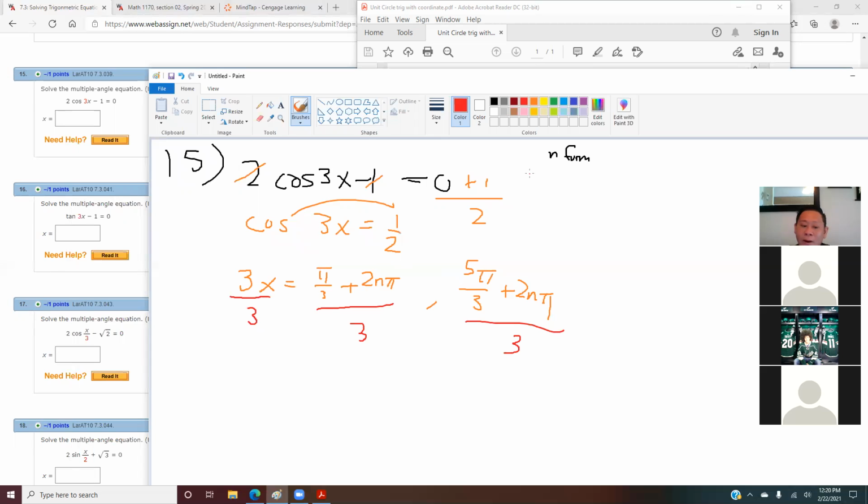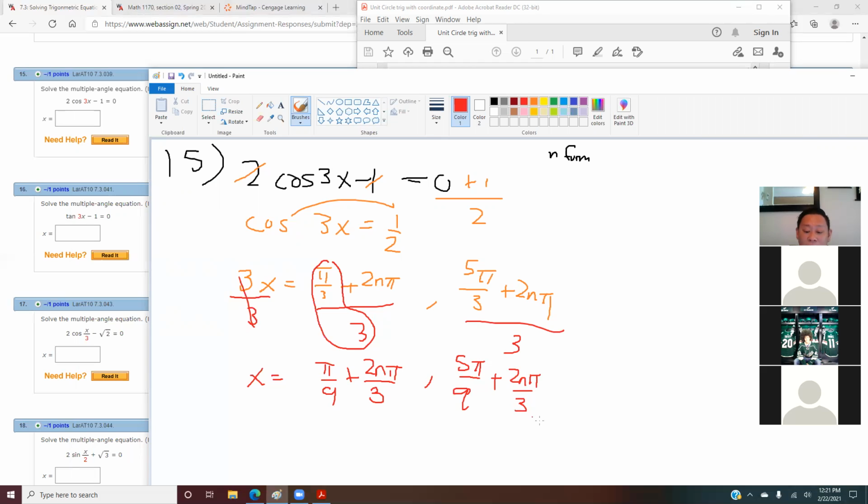This is an extra step you have to do if you have multiple angles. Last time, you saw pi over 3 and 5 pi over 3, but if you have multiple angles, you just need to divide by that number, in this case 3. So this will be canceled out, so that we've got x here. Does anyone know what is pi over 3 divided by 3? Pi over 9. Yep. If you divide pi over 3 by 3, you just multiply the denominators. So you will get 2n pi over 3. Don't forget, this one also has to be divided by 3. So you will get 5 pi over 9 plus 2n pi over 3.